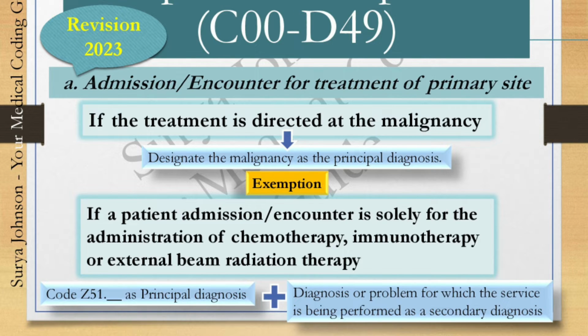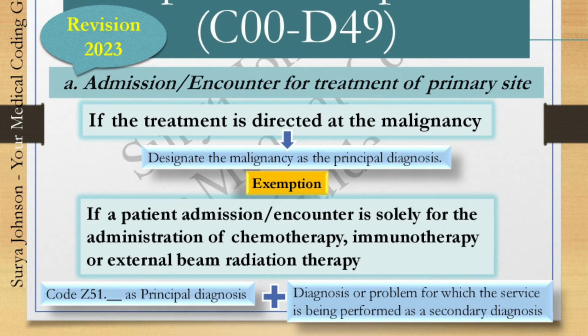Under neoplasm, A is admission or encounter for treatment of primary site. This is a revised text, it is in italics, right? So, it is a revision for 2023. If the treatment is directed at the malignancy, like with the site of the neoplasm, then you should designate the malignancy as the principal diagnosis. Whatever treatment they go for, if it is for that malignancy, then you should assign the malignancy as the principal diagnosis. But there is an exemption.